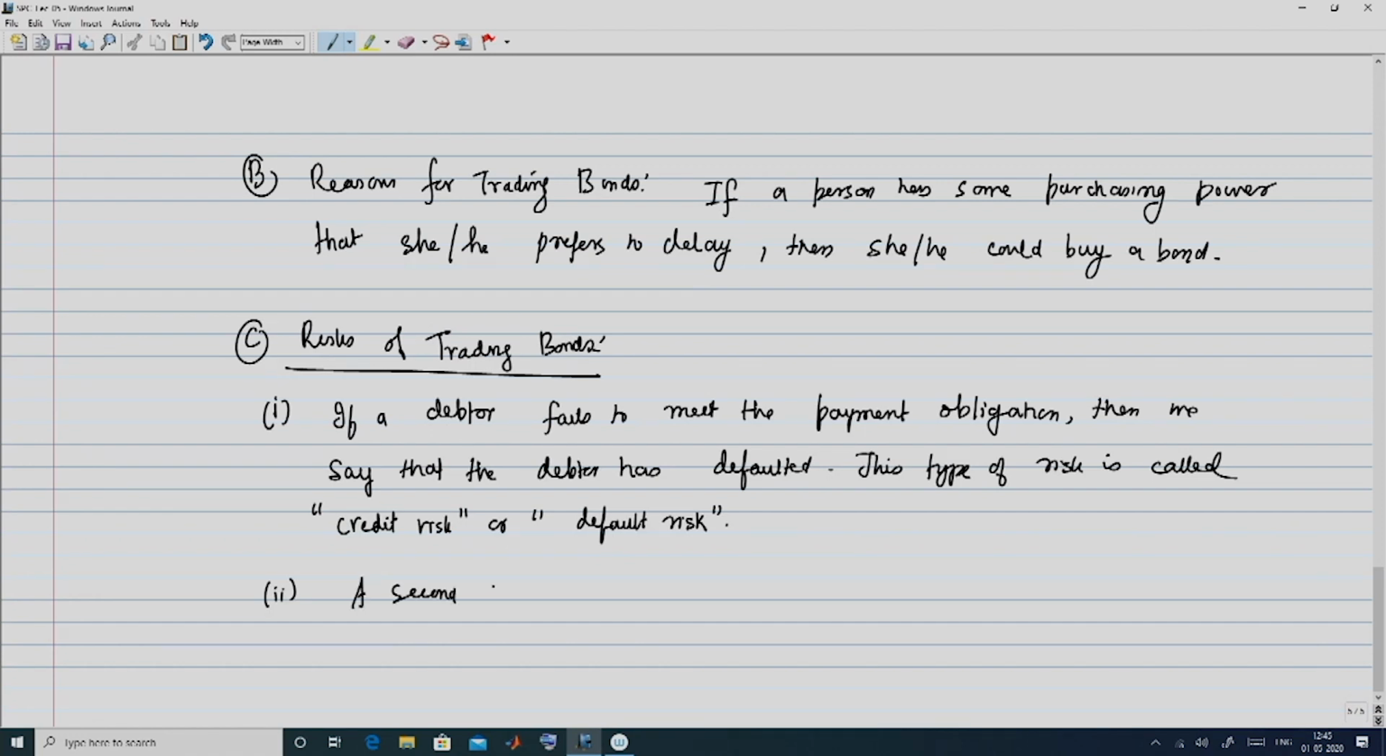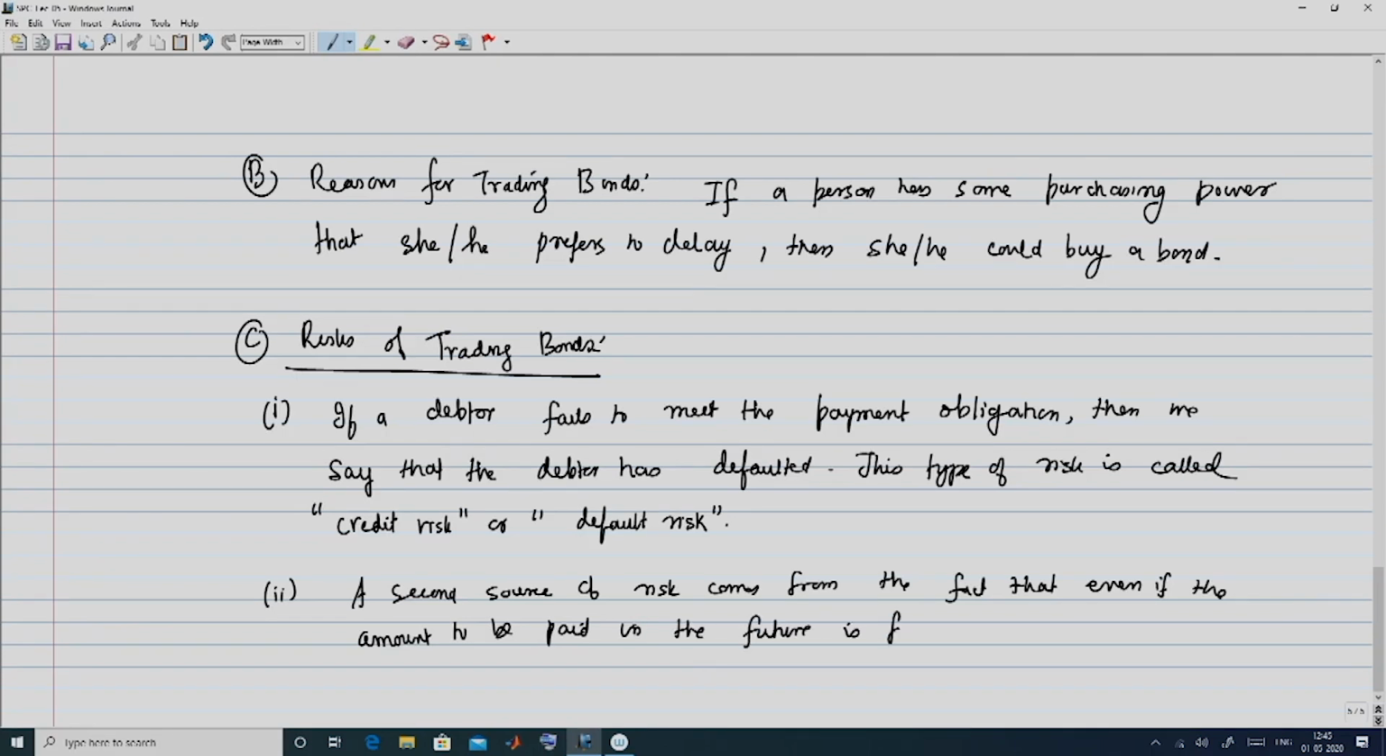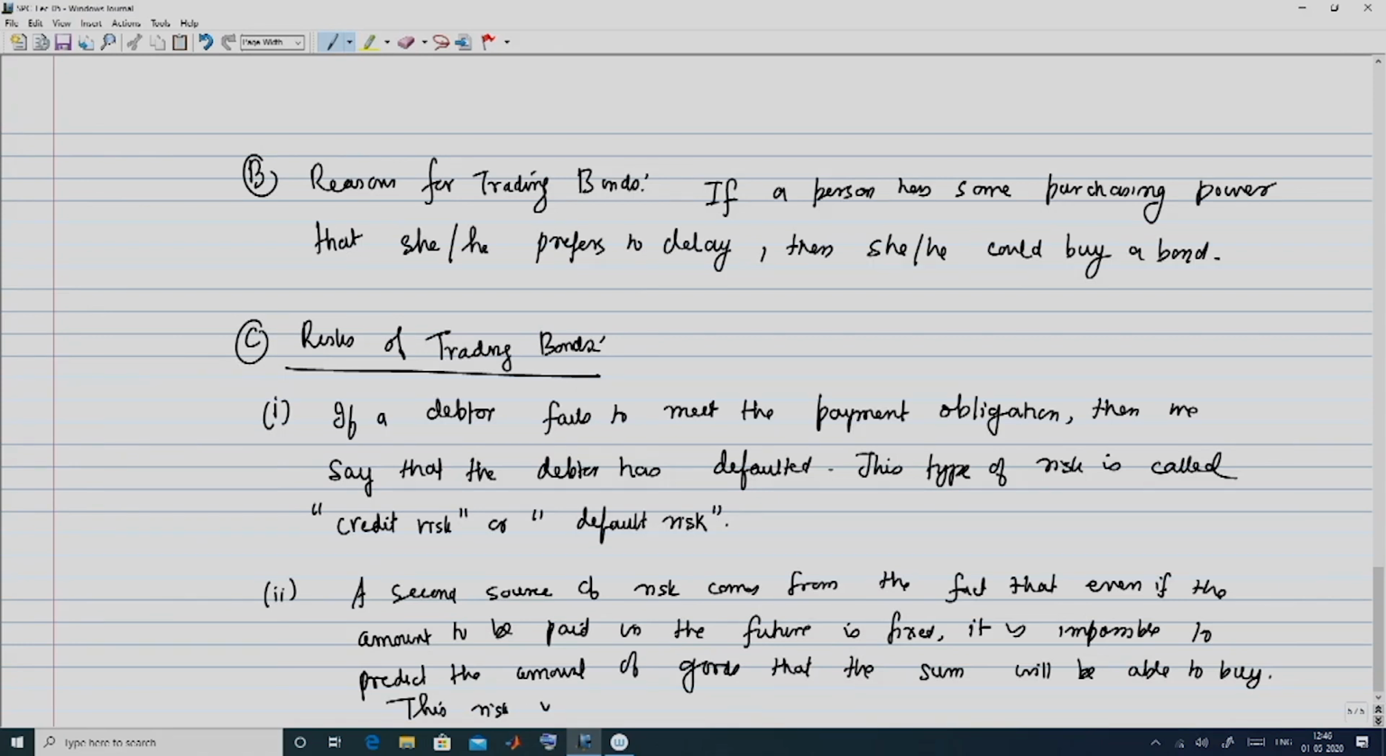So, a second source of risk comes from the fact that even if the amount to be paid in the future is fixed, it is impossible to predict the amount of goods that the sum will be able to buy, and this risk is called inflation risk.